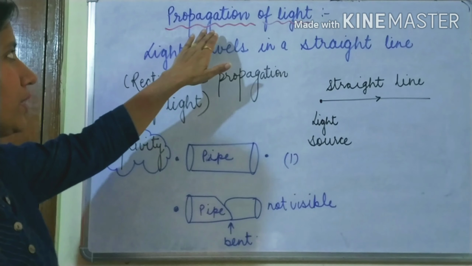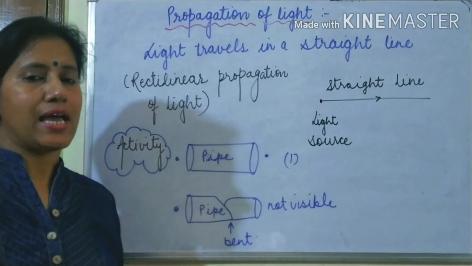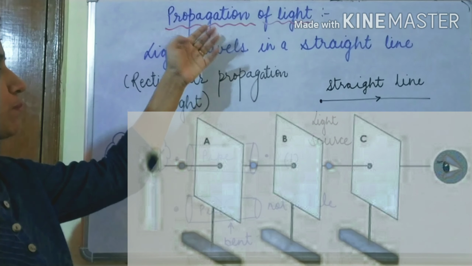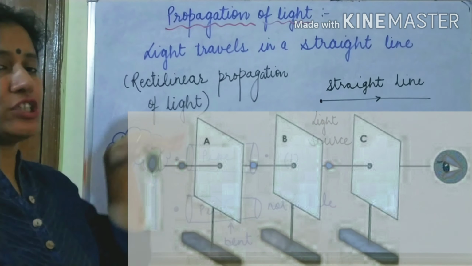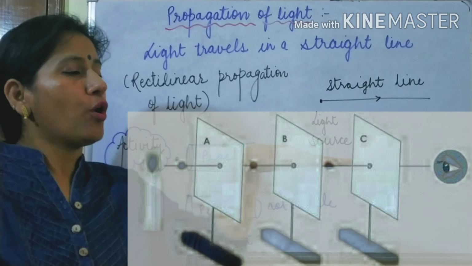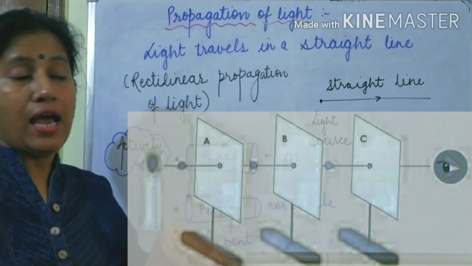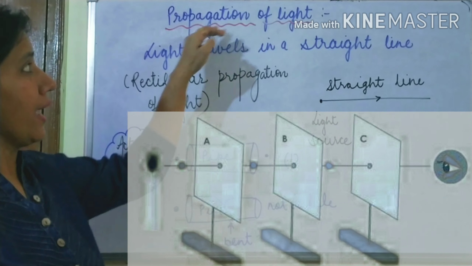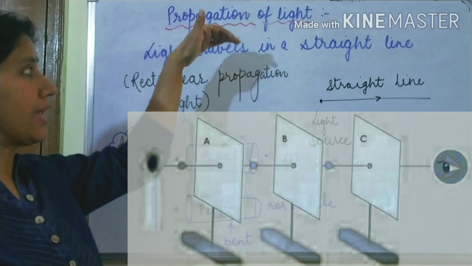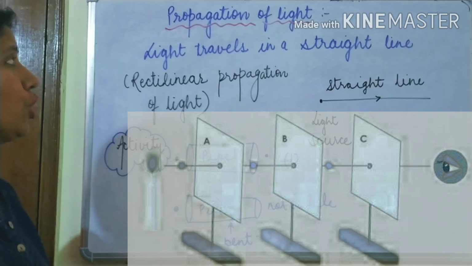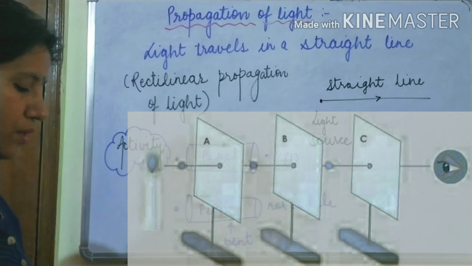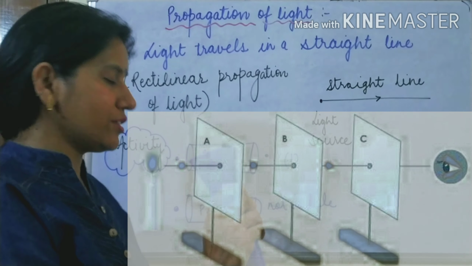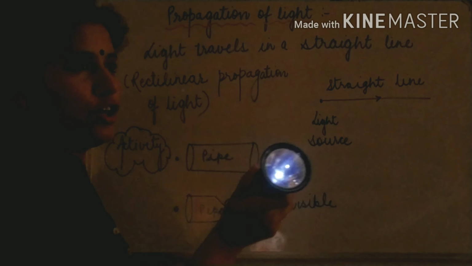So the next one, after luminous and non-luminous, is propagation of light. Propagation means होता है going और moving ahead, आगे की तरफ बढ़ना. तो लाइट आगे की तरफ कैसे बढ़ती है, that we will see under this topic. So propagation of light means, suppose you have a light source. Suppose I have this torch. Now I have turned on the torch. Fine, can you see my torch?